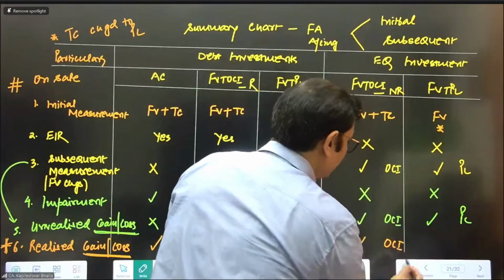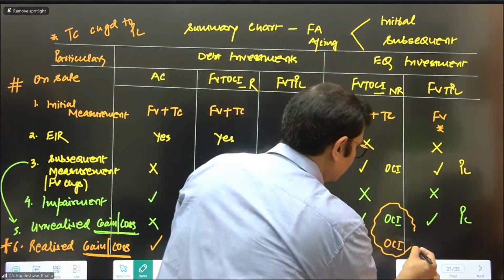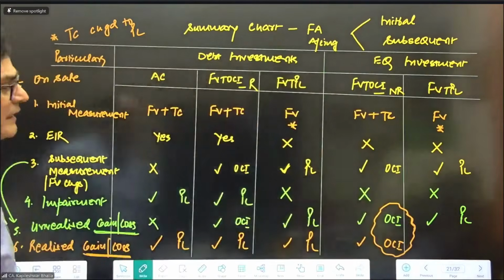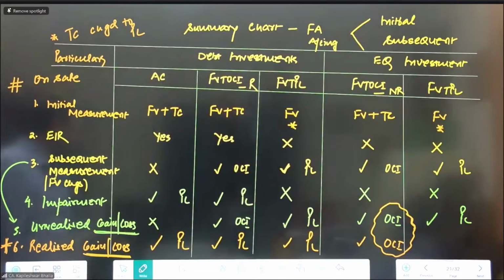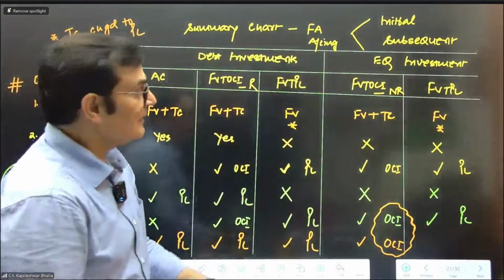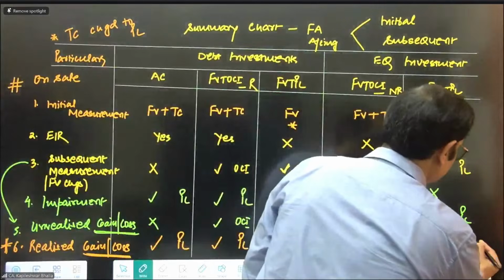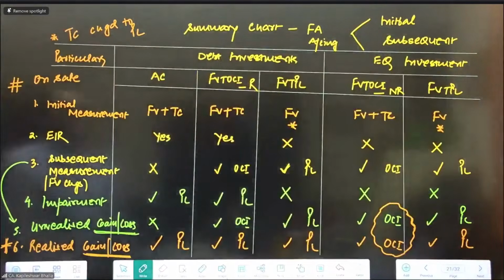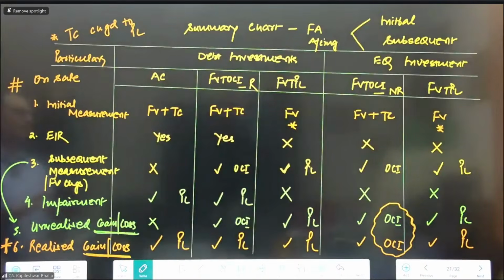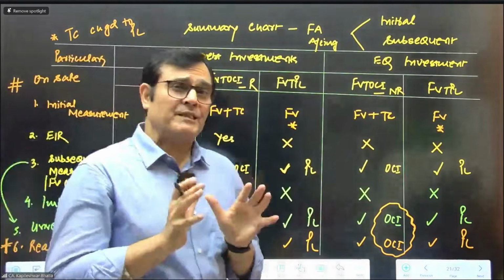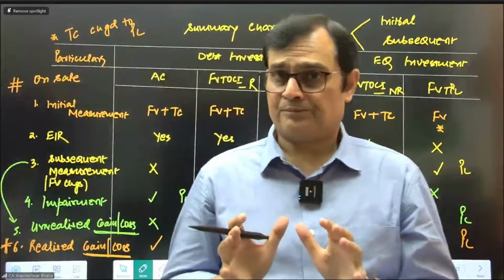This is the interesting part. Whether it is realized or unrealized gains, both the gains and losses are captured in OCI. That's what I want to hear. And in terms of FVTPL, again, it's entered in the P&L. So I think this gives us a good quick summary chart of all the permutations and combinations of financial assets: the initial measurement, the subsequent measurements, the concept of impairments, realized and unrealized gains and losses, and whether the concept of EIR applies or not. So we're done with the basic questions on financial assets.